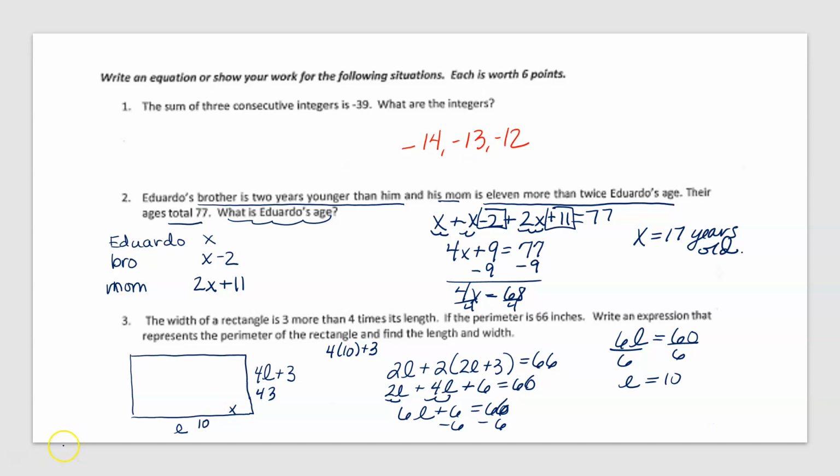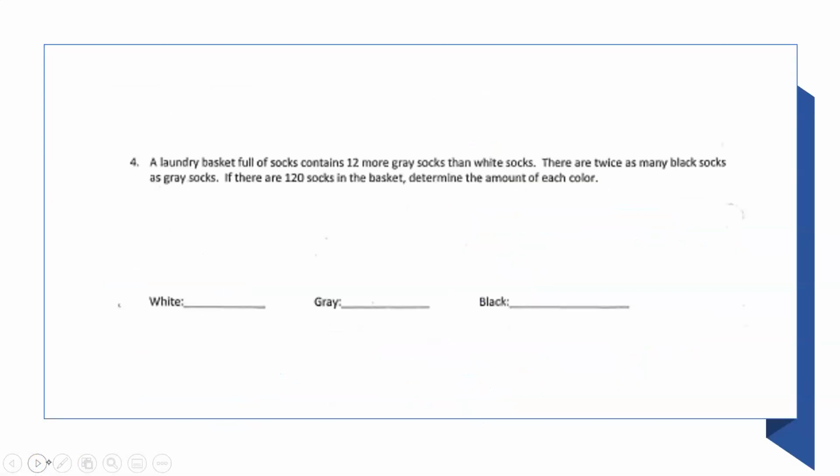All right, moving on. A laundry basket is full of socks that contain 12 more gray socks than white socks. There are twice as many black socks as gray socks. If there are 120 socks in the basket, determine the amount of each color.